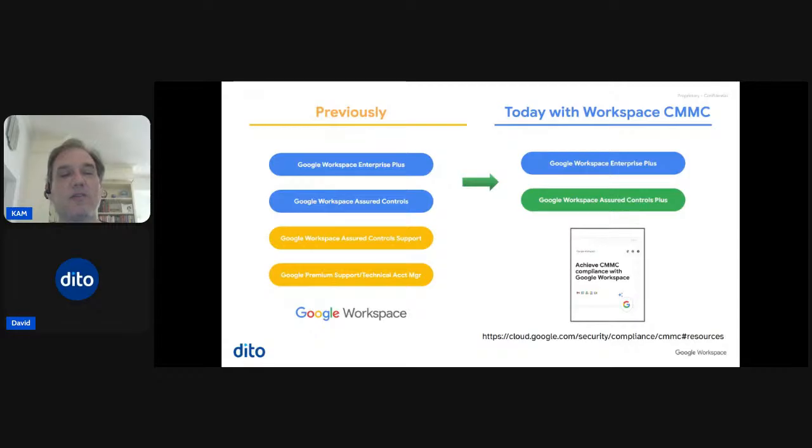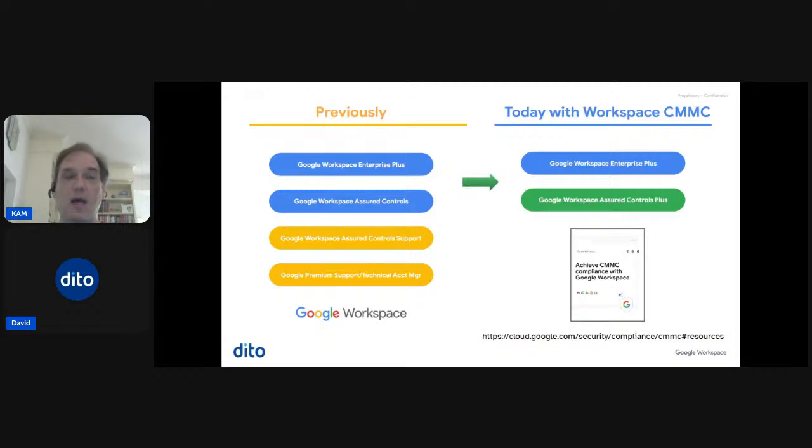Let's see if I can get the slides to go forward. So, a big announcement earlier this year. It all got announced early in March, but basically, Google has simplified the stack for using Google Workspace for CMMC. Prior to that announcement, you used to have to use 4 different SKUs, and those 4 individual SKUs were quite expensive, very onerous to implement. Google has now codified it into 2 different things that you need.